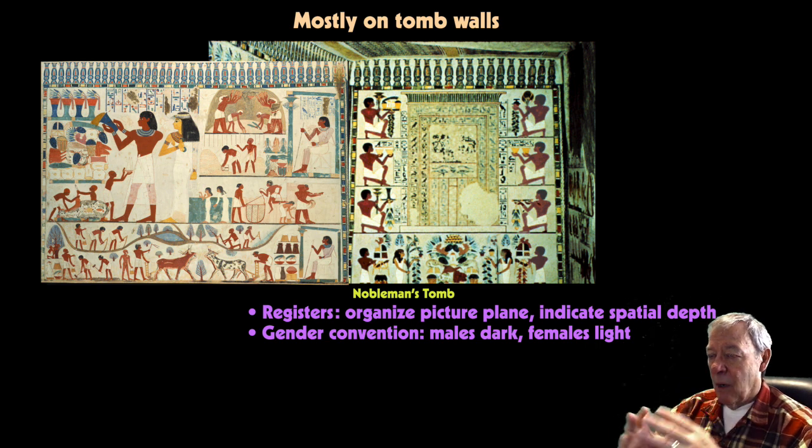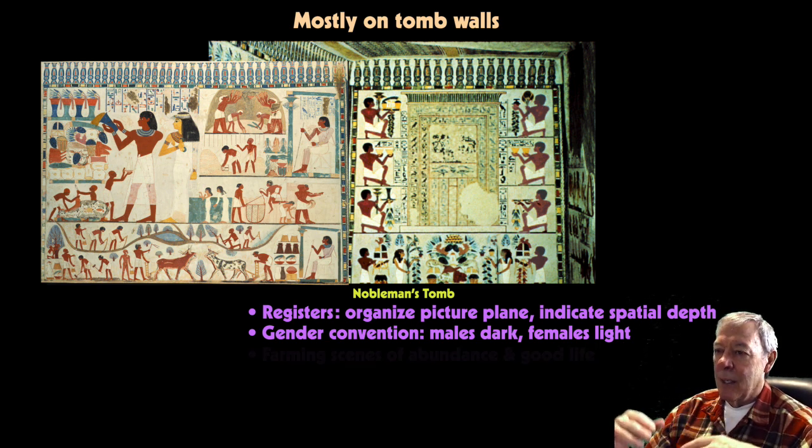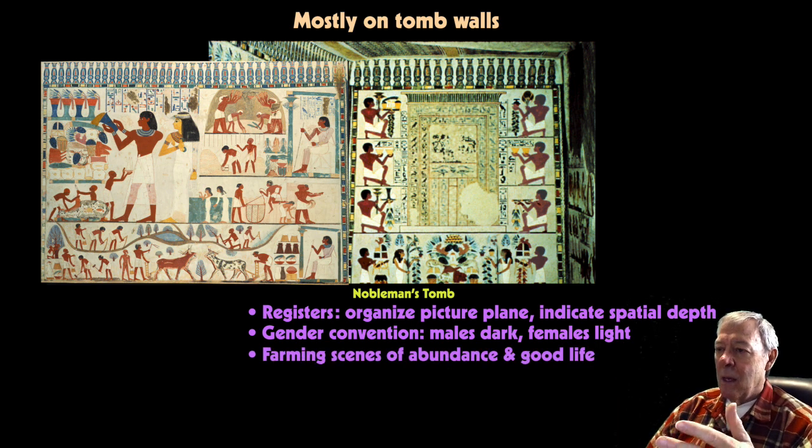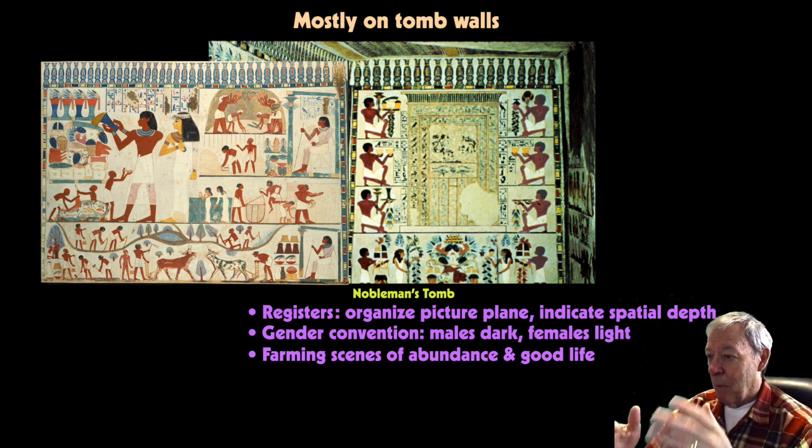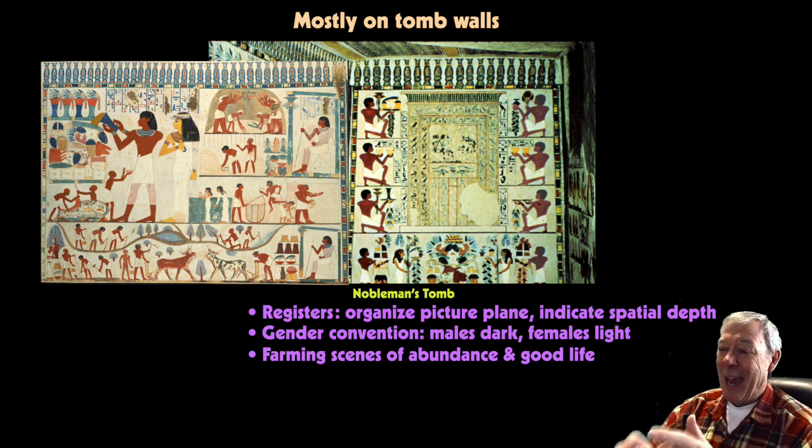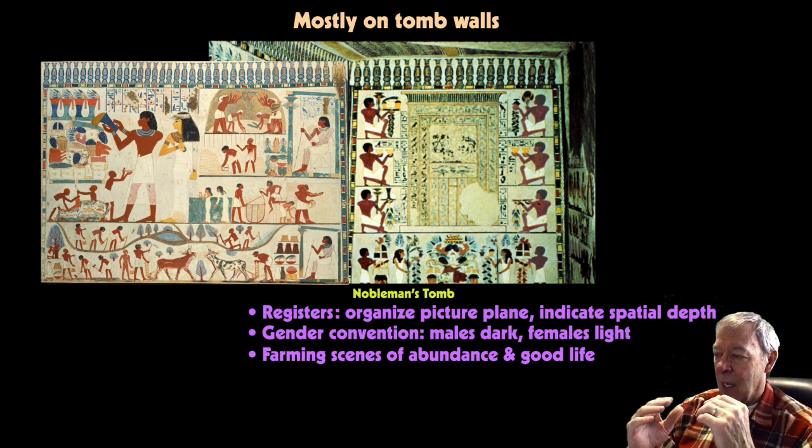So what we have here, of course, is this very abundant working farm, which doesn't represent probably in reality the actual farm. Hopefully it did, but not necessarily. What it represents is the abundance and good life that would be expected in the afterlife, and paintings like this are intended to ensure it.